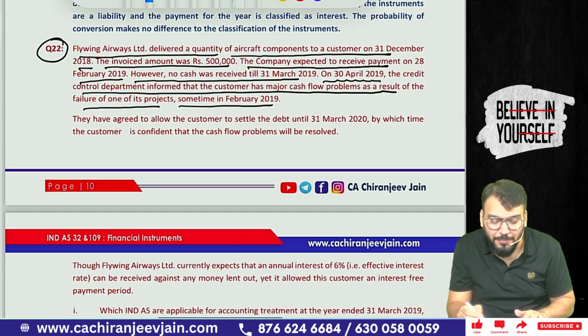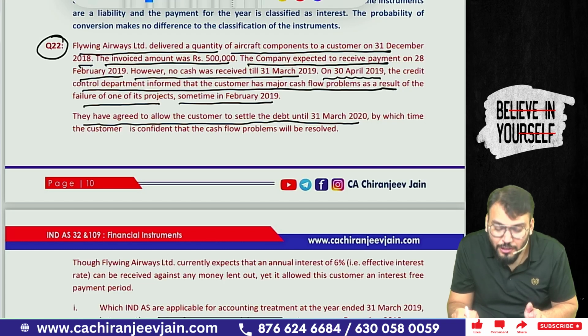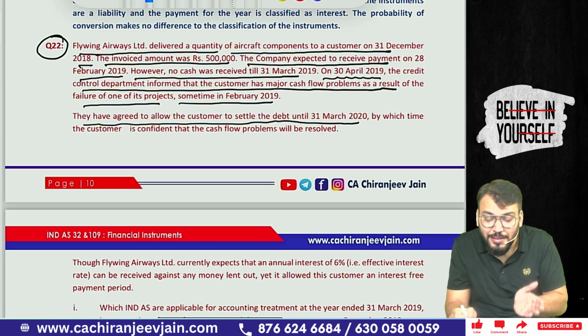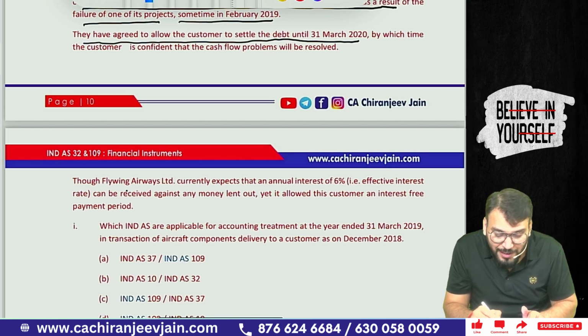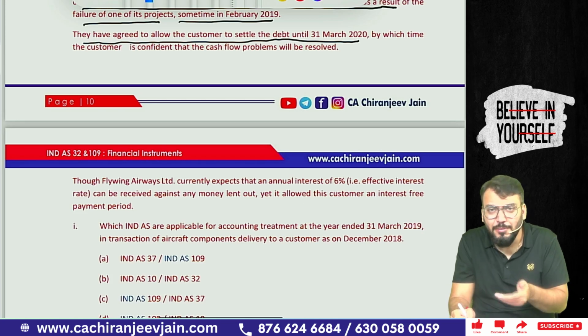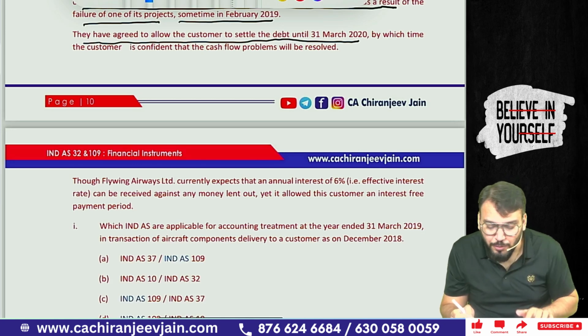That means there is an indicator of impairment. They have agreed to allow the customer to settle the debt by 31st March 2020, so it will be settled after 1 year, by which time the customer is confident the cash flow problem will be resolved. Flywing Airways Limited expects an annual effective interest rate of 6% on any money lent out, yet it allowed the customer an interest-free payment period. So even though the period is interest-free, there will be some interest component.